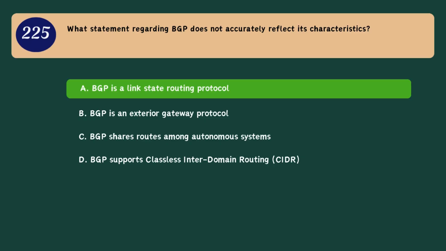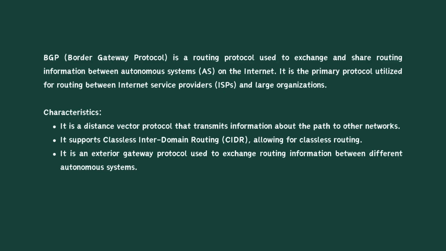Correct answer. A. BGP is a link state routing protocol. BGP, Border Gateway Protocol, is a routing protocol used to exchange and share routing information between autonomous systems on the Internet. It is the primary protocol utilized for routing between Internet service providers and large organizations. Characteristics: it is a distance vector protocol that transmits information about the path to other networks. It supports classless interdomain routing, allowing for classless routing. It is an exterior gateway protocol used to exchange routing information between different autonomous systems.